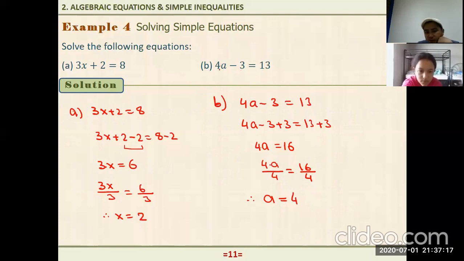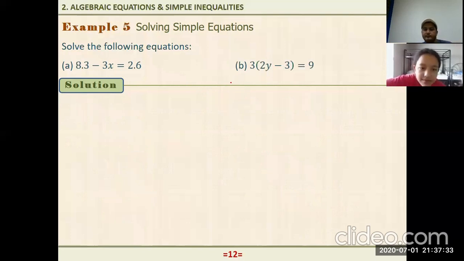If you check this, 4 times 4 is 16. 16 minus 3 is 13. Is 13 equal to 13? Yes. So that is the solution. Okay? Is everything all right? Yeah. Good.